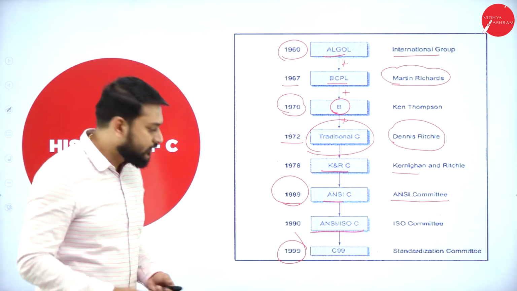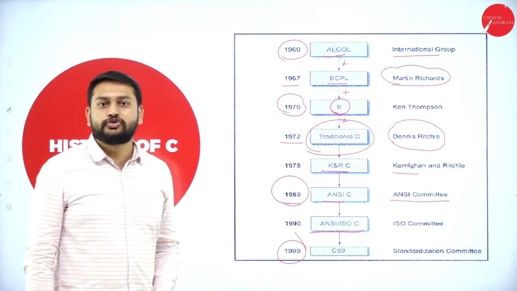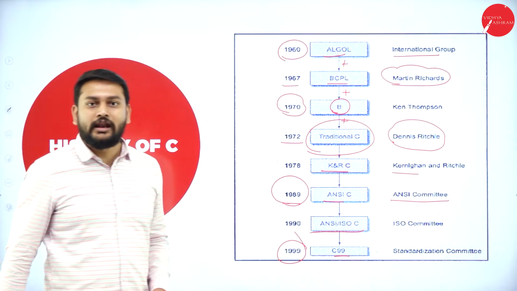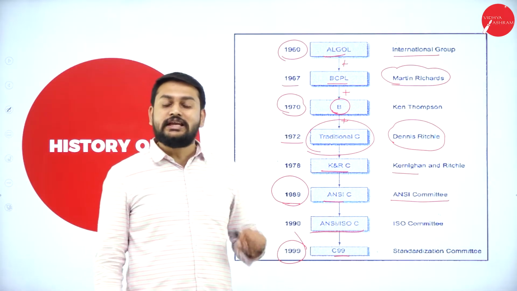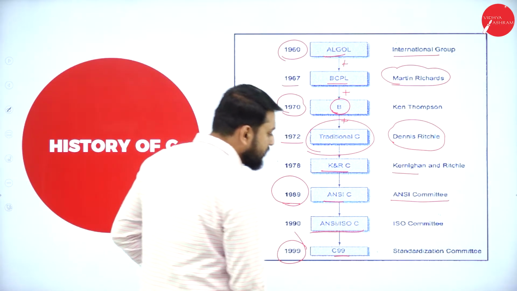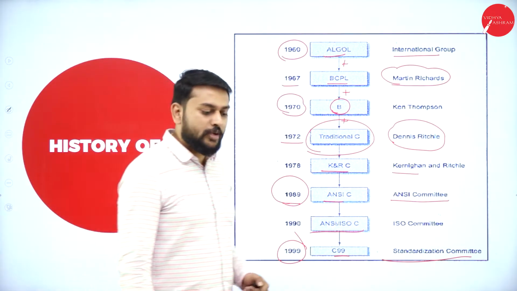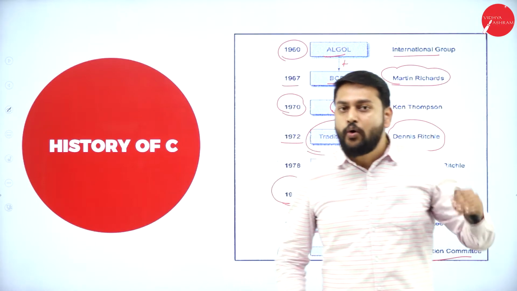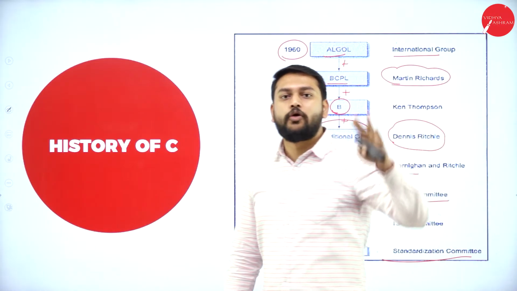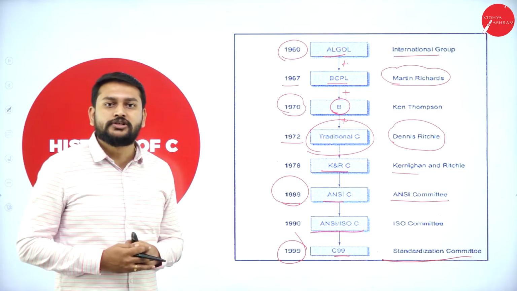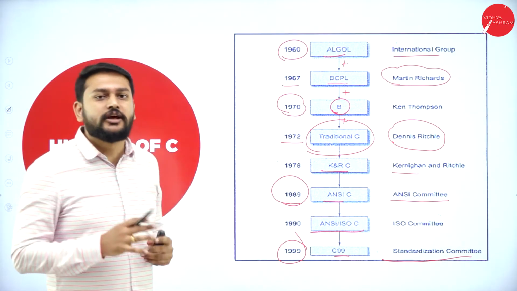So in the year 1999, they will call that C99. A lot of standardization will happen and a lot of features will be added by the standardization committee. So this is how the C programming language evolved. This is the brief history of the C programming language. So idannu neevu first artha maadkobeku.